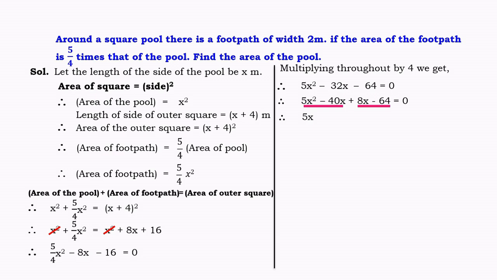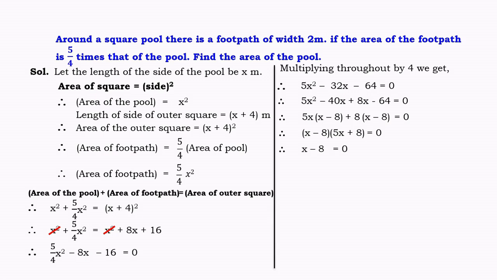Using these numbers, we split the middle term. The equation becomes 5x squared minus 40x plus 8x minus 64 equals 0. Now let us group the terms. Taking common factors, we get 5x multiplied by (x - 8) plus 8 multiplied by (x - 8) equals 0. Taking (x - 8) as the common factor, we obtain (x - 8)(5x + 8) equals 0. The quadratic equation is now factorized.